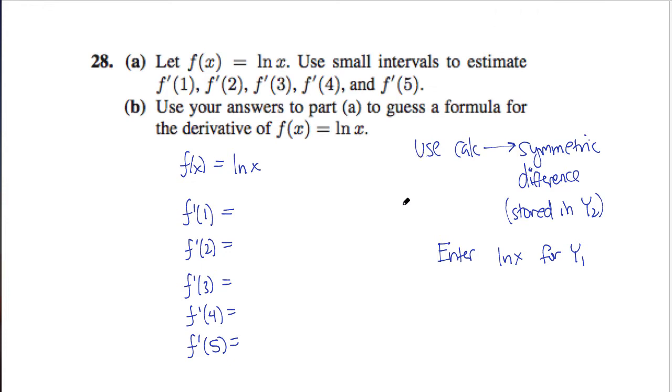So you will notice that you get several errors when you go into your table. That's because the argument of a natural log cannot be 0 or less. So when we plug these in, we actually see the following for our derivative values. So for f prime of 1, you get a derivative value of 1. For f prime of 2, you get a derivative value of 0.5.